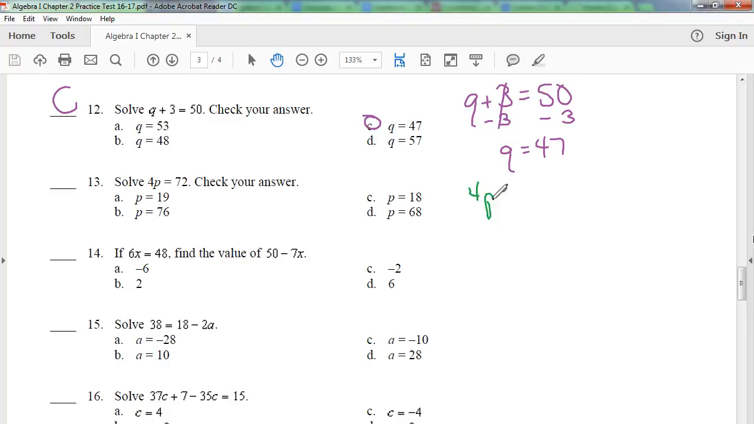13, solve 4p equals 72. Now here p is being multiplied by 4, so to undo this multiplication, we will divide both sides by 4, and we get that p is 18.